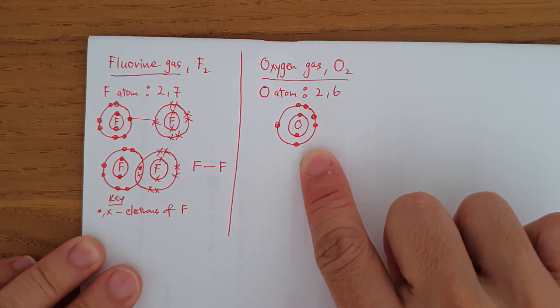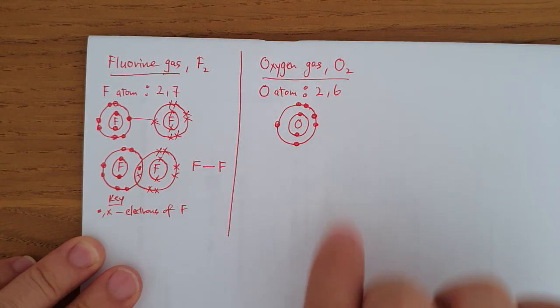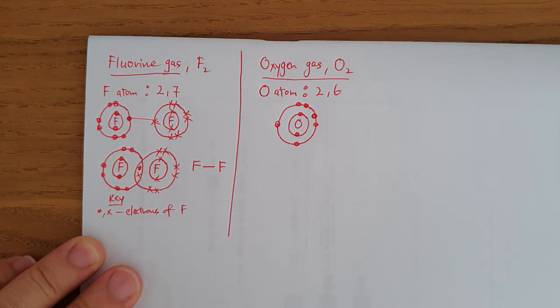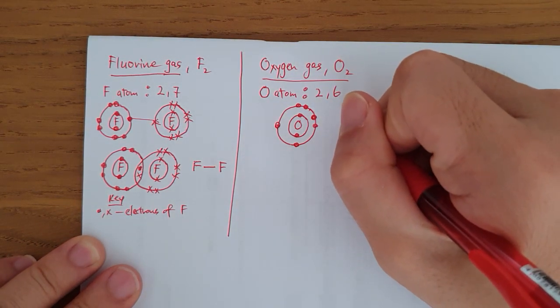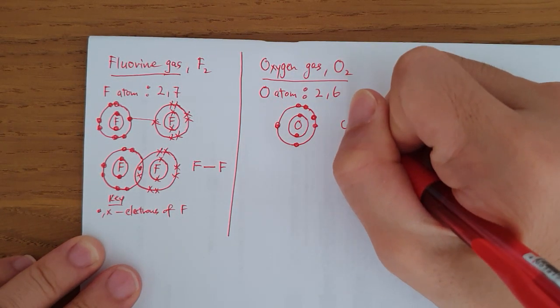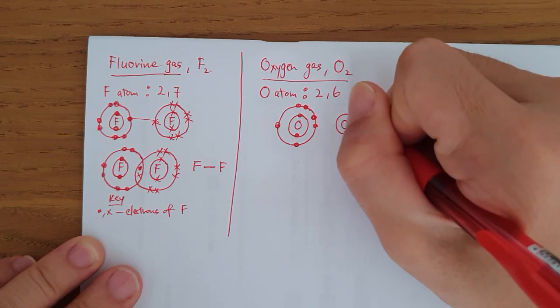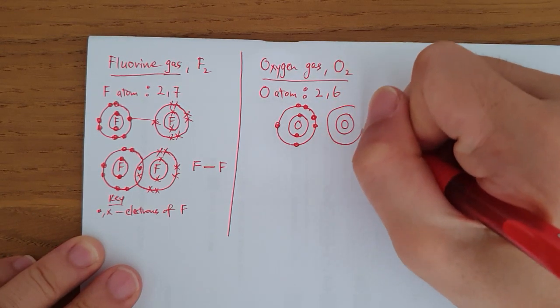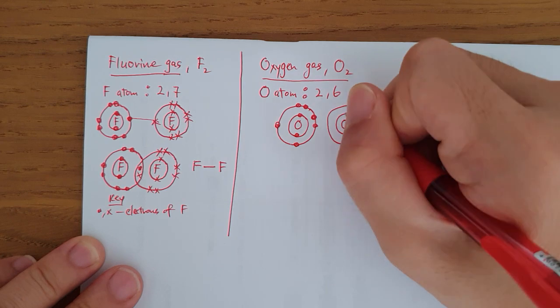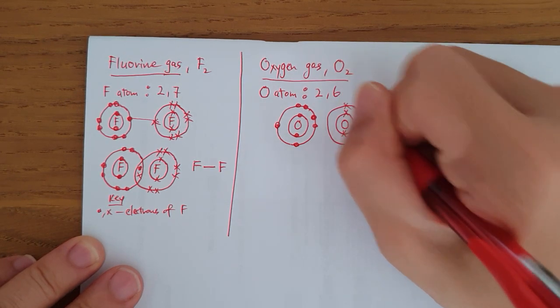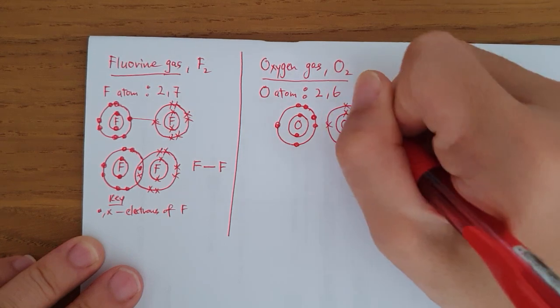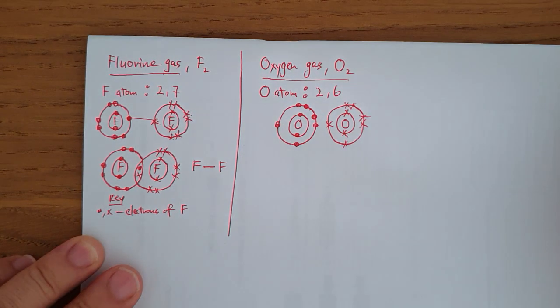So now the question is, how will 2 oxygen atoms actually share their electrons to form your oxygen molecule? If you're unable to see how they're going to share, you can do what I have always done, which is to draw in the other oxygen atom. This time around I'll just use a cross: 1, 2, 3, 4, 5, and 6.